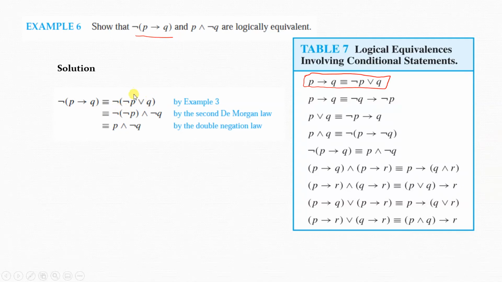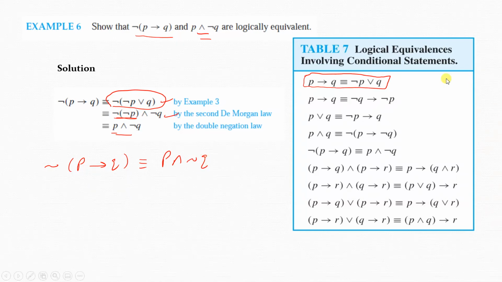Now, in this step, we are going to use De Morgan's law to get rid of the negation outside. So negation P and negation Q. By De Morgan's law, this compound proposition is equivalent to this compound proposition. Now again, this is a double negation. So negation of negation P gives us P, and negation Q as it is. So this is actually the second proposition. This shows that negation of P implies Q is equivalent to P and negation Q.